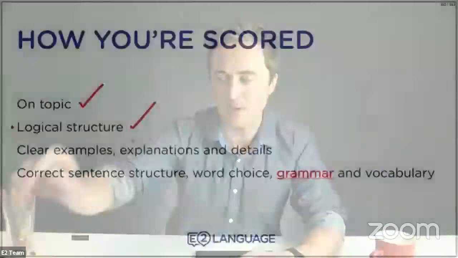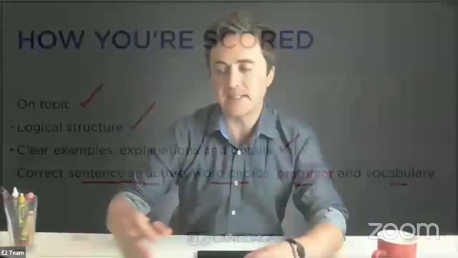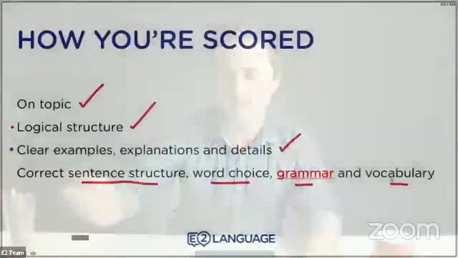It's up there somewhere. The third thing you're graded on, your score out of 30, is that you use clear examples, explanations, and details, which I will show you in the paragraph very soon. And finally, you're scored on sentence structure, word choice, grammar, and vocabulary. TOEFL have very cleverly combined all of those aspects, because vocabulary and grammar come together. There's no separation of the two. Words and rules, that's what it's all about, okay?